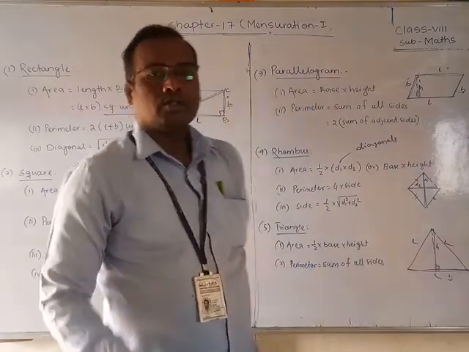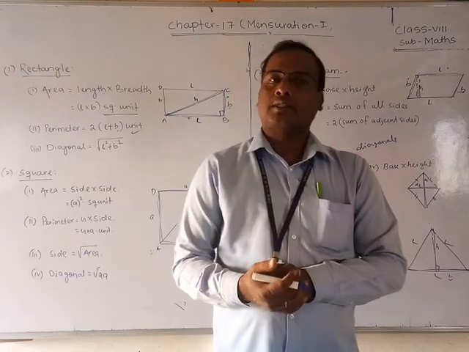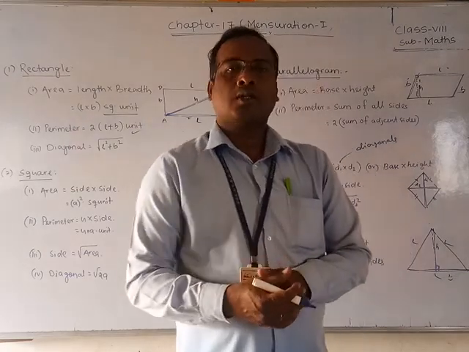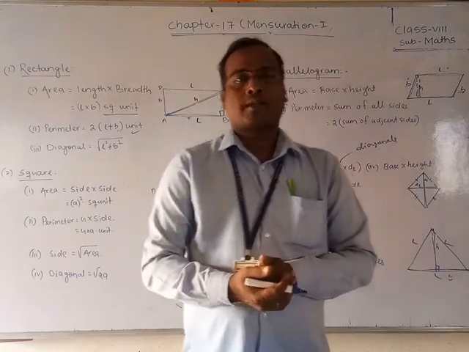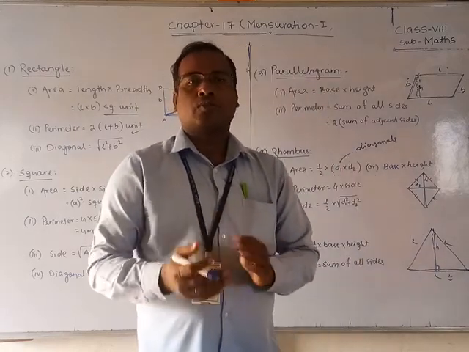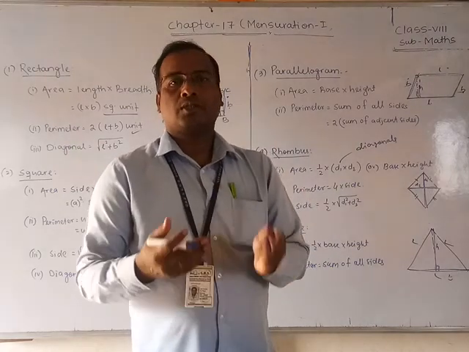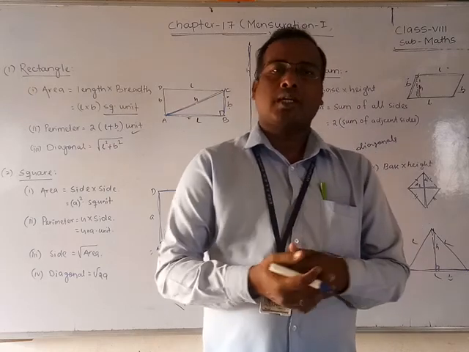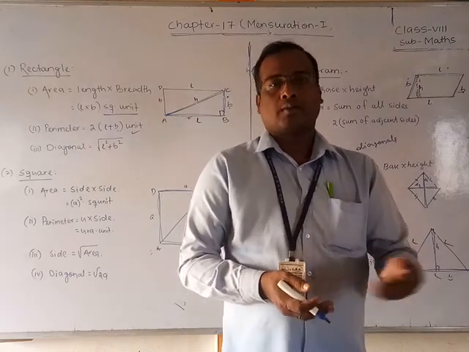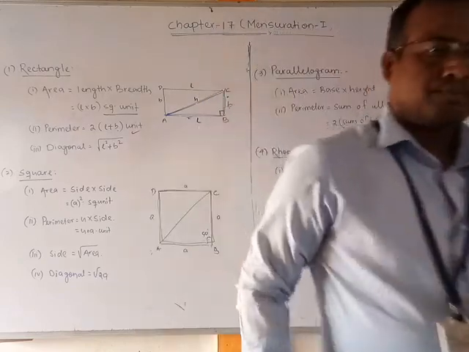Okay students, whenever we go for different triangles, we find the area in different ways according to the triangle. Suppose it is an equilateral triangle, what will the area be? Root 3 by 4 into a square. If it is a scalene triangle, the area is the square root of s into s minus a into s minus b into s minus c. That is the area of a scalene triangle, which you can find by Heron's formula. So we will discuss that.